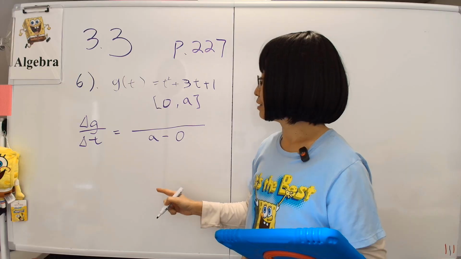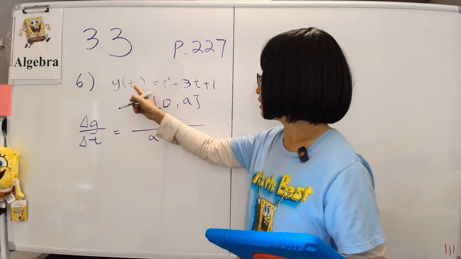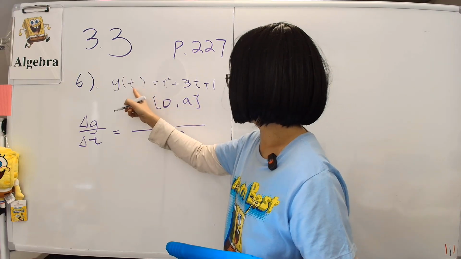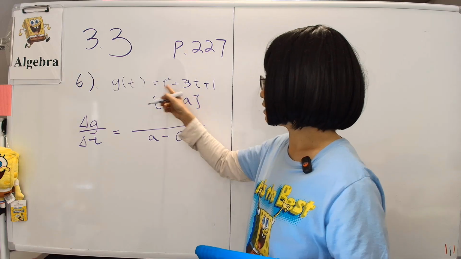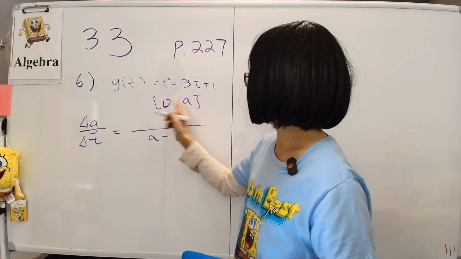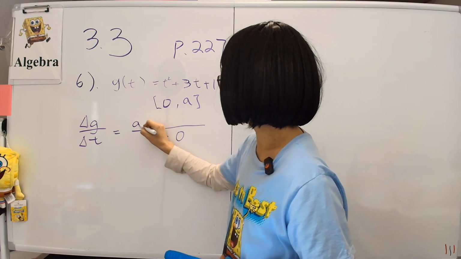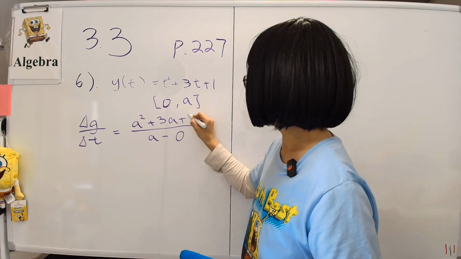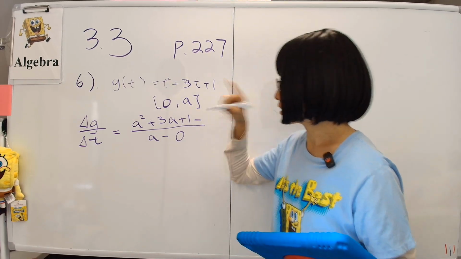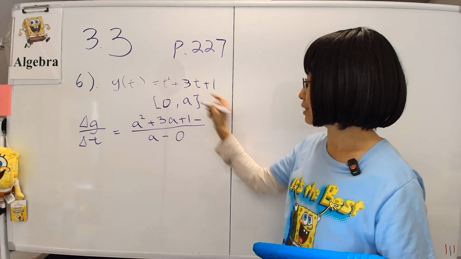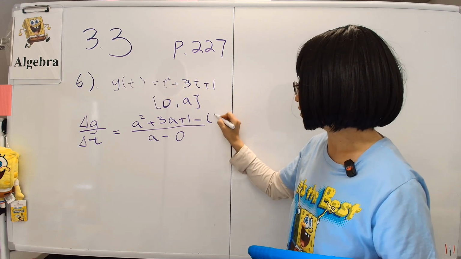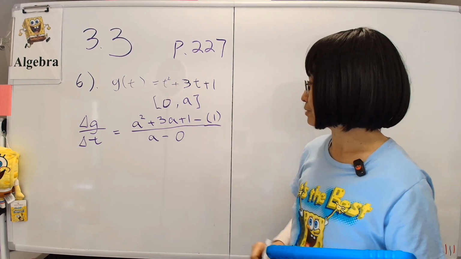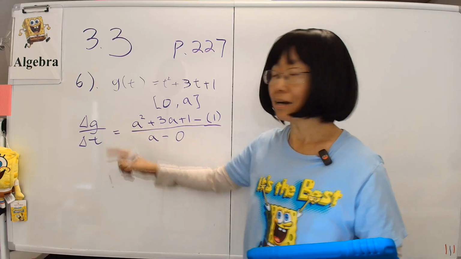What about g of a? We will plug it the same way. g of a, we'll plug a right in here, okay? So plug a in here, we get a squared plus 3a, and then plus 1 minus g of 0. We'll plug 0 in here. If you plug 0 in here, you only got the 1 left, because all the t's become 0. So that is delta g over delta t.